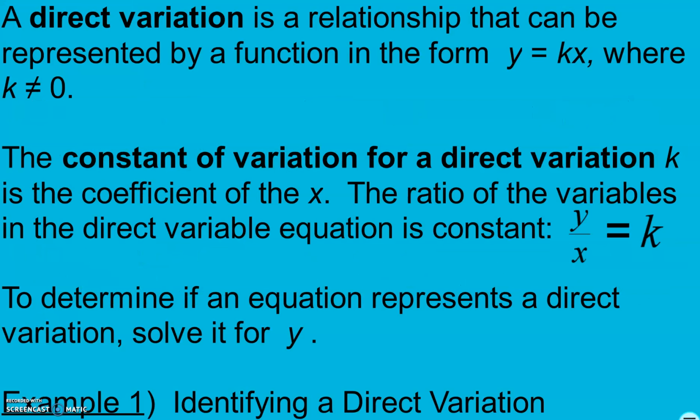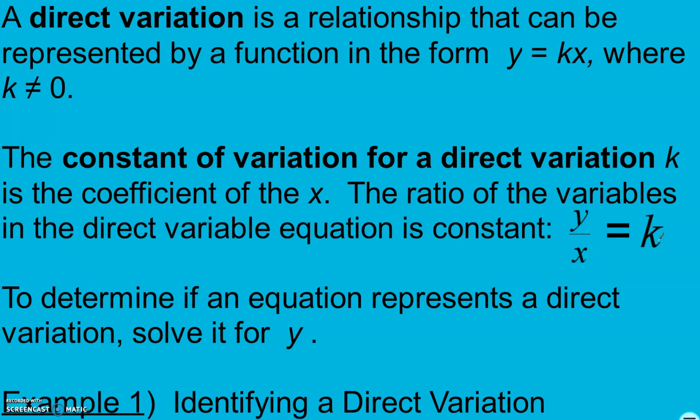Direct variation is a relationship that can be represented by a function in the form y equals k times x, as long as k isn't 0. So the constant of variation for a direct variation, our k value, that's our coefficient of our x term. The ratio of our variables in the direct variation equation is constant. It's our y over x, just like it is for slope. Remember, our k value represents the slope in our equation, and we find slope by taking y's over x's.